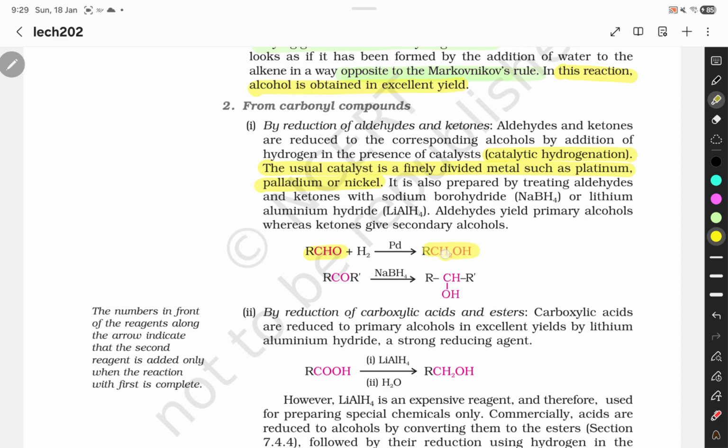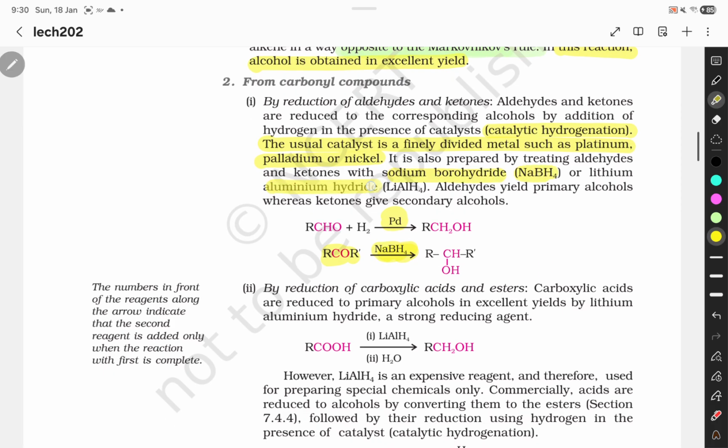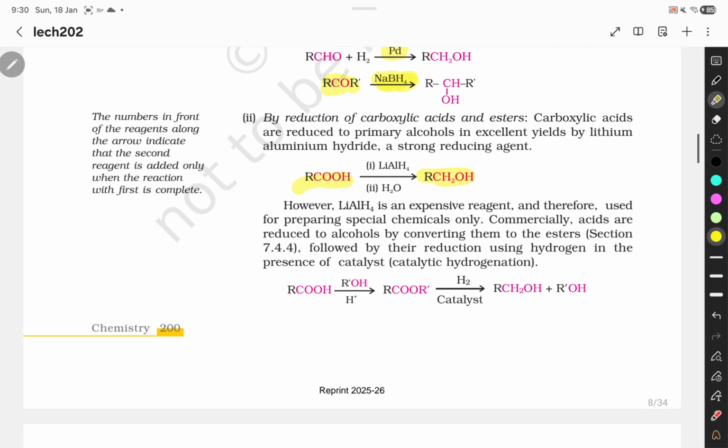Basically, ketone, aldehyde, they all get reduced in terms of H2/Pd. RC double bond O R dash also gets reduced in terms of NaBH4, which is sodium borohydride, and lithium aluminium hydride, though we know that this is the reduction. And one thing that we tend to miss is LiAlH4 is an expensive reagent. It's an expensive reagent.